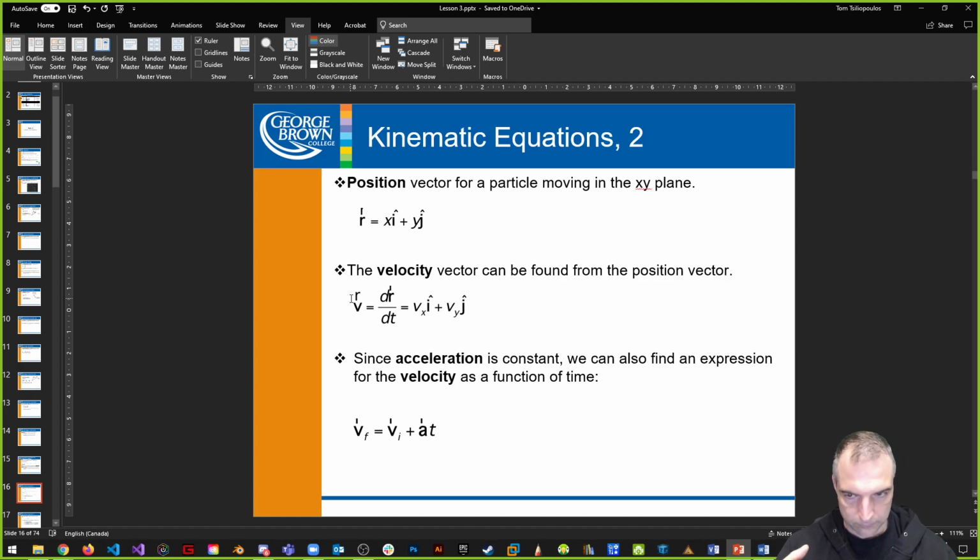Since acceleration is constant, we can also find an expression for the velocity as a function of time. We can still say that velocity final is equal to velocity initial plus the acceleration times the time scalar, whatever that is. And in our case, when we talk about time, we think about frames. How many frames am I going to multiply the acceleration against in order for me to see that my velocity is changing? So again, changing over time.